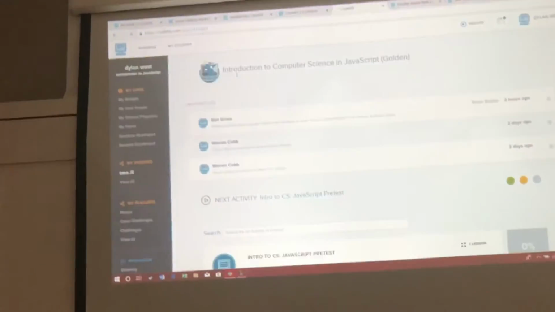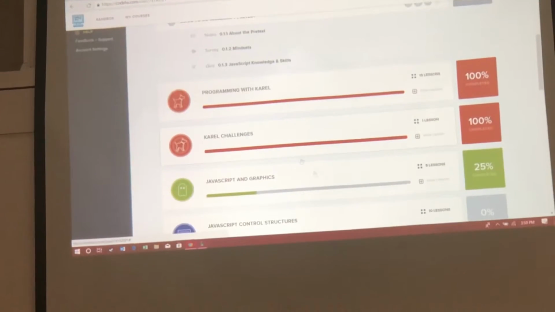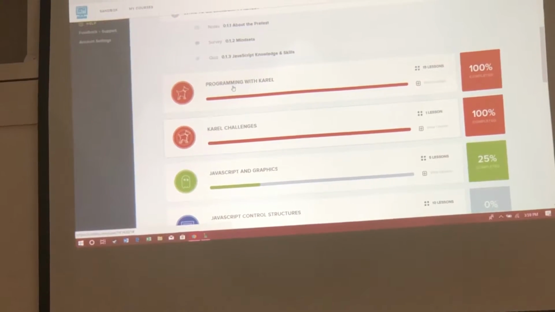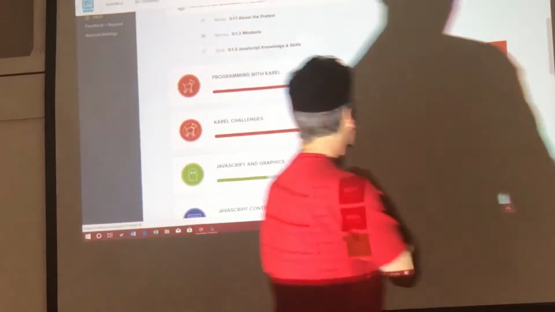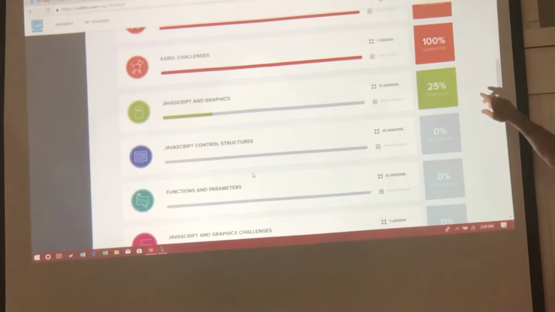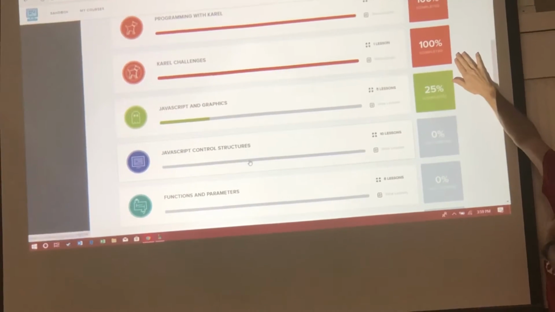We can actually go to your course history, it should be in there. And this is where all of the courses are. So he's actually about a fourth of the way through JavaScript and graphics already. That's another thing we want to see here, about the online courses. It tells him that he's 100%. We know exactly what he's doing, where he is.